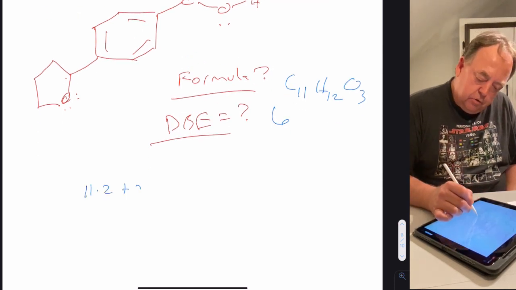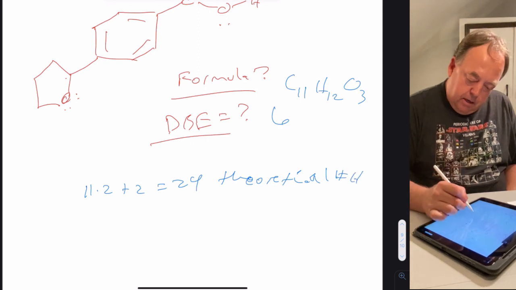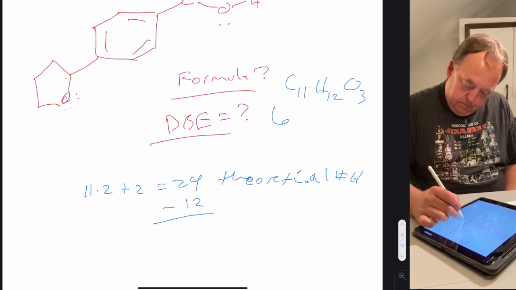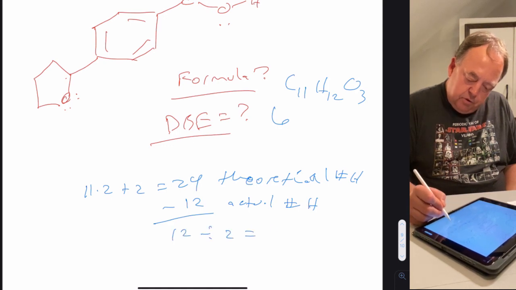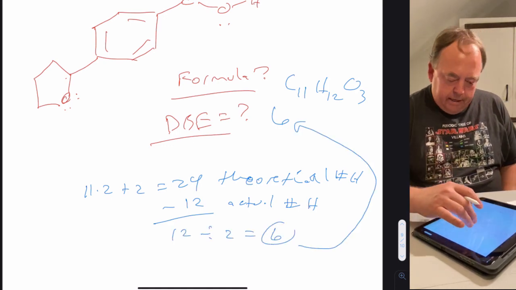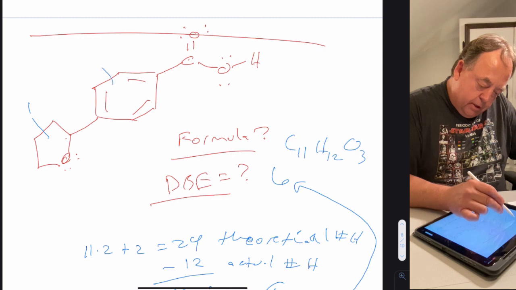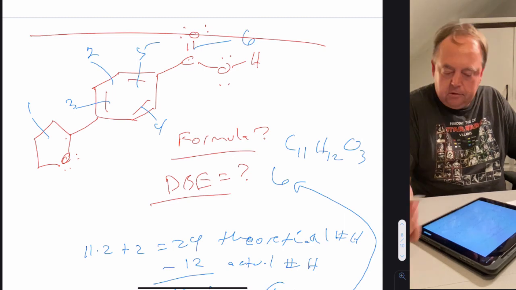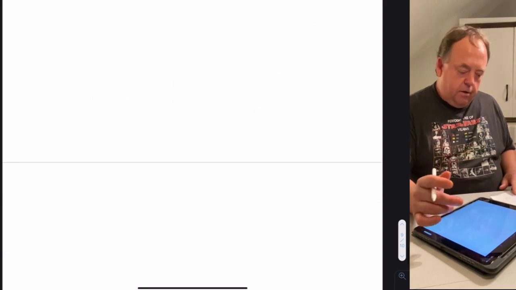11 times 2 plus 2 is equal to 24. That's theoretical. And then minus the actual, we have 12 if I did my formula right. So that gives you 12, and if we take that and divide it by 2, we get 6, which is what I counted just visually by looking at the molecule. So the ring counts for 1, this ring counts for 1, and then double bond 3, double bond 4, double bond 5, and that double bond 6, 6 double bond equivalencies. Okay, we'll stop there.